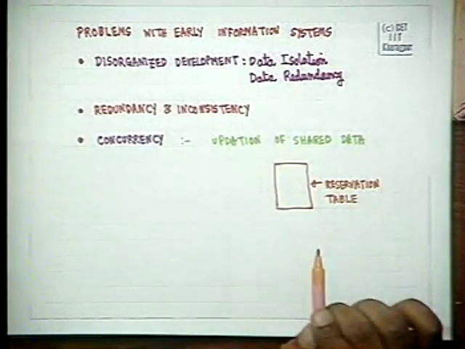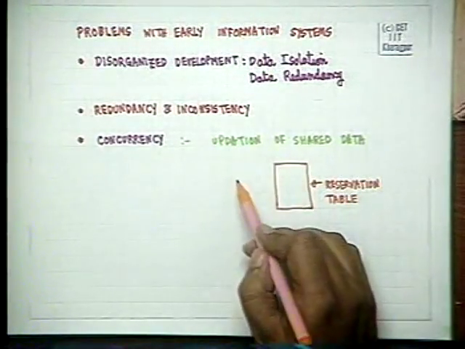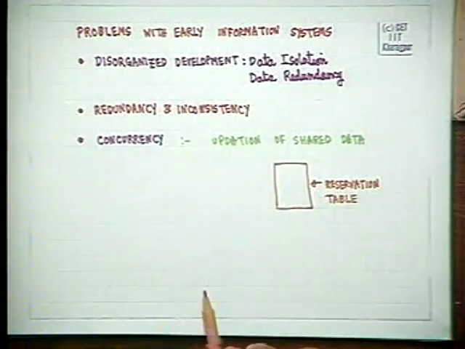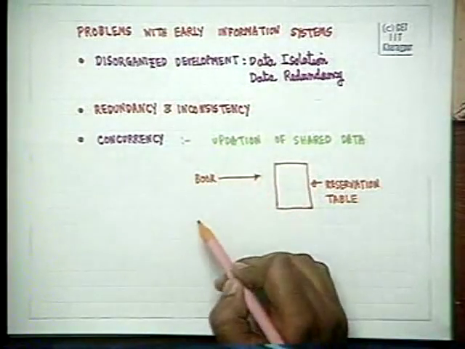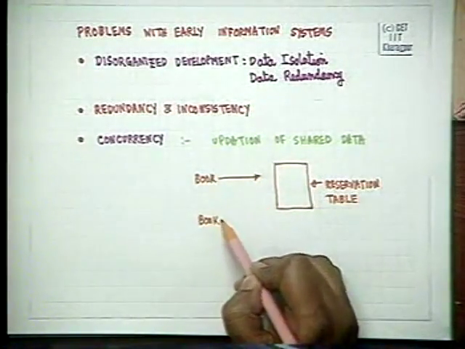This reservation table is shared between people who are trying to book tickets from different counters from different parts of the country at the same point of time. So there are two commands, one to book and another to cancel a ticket.